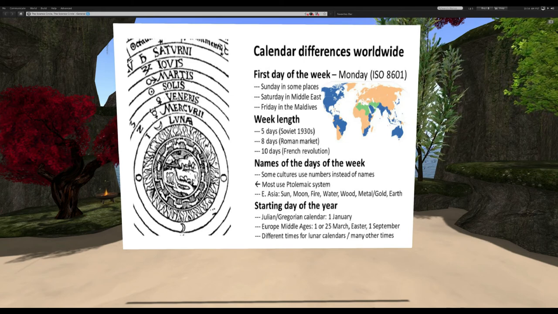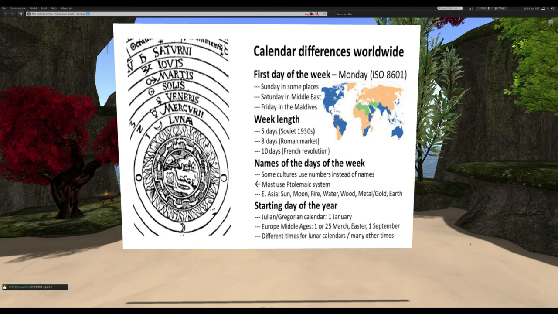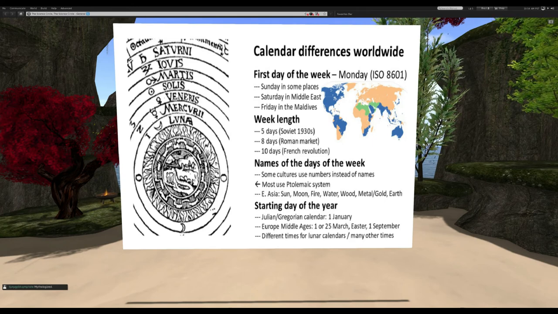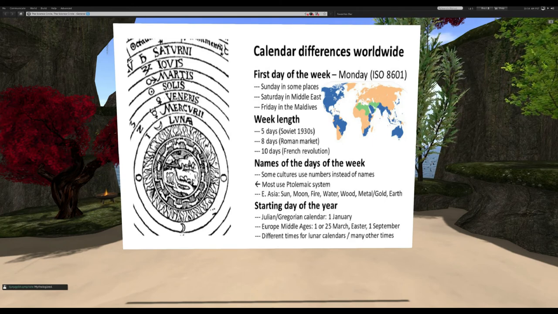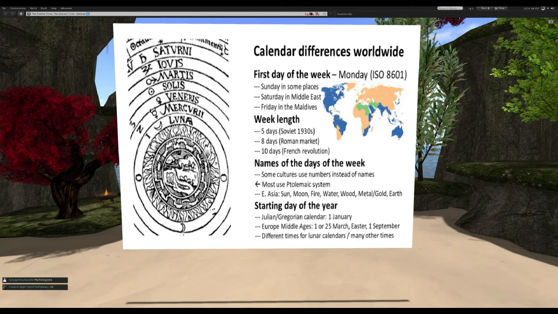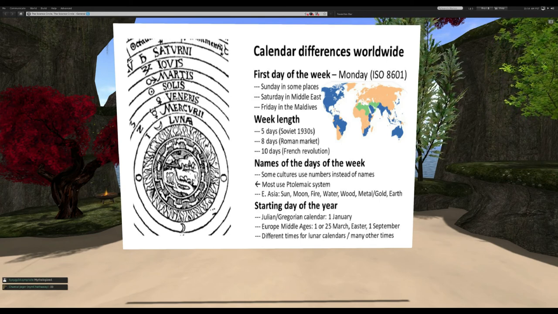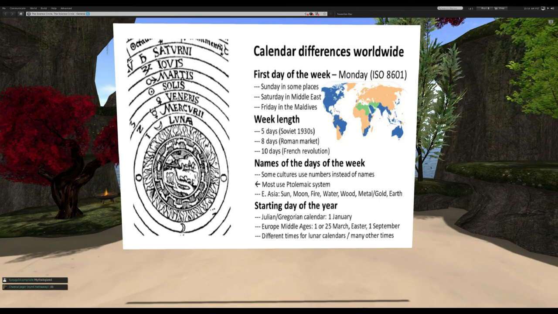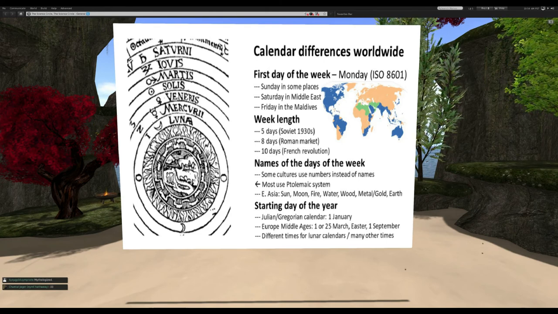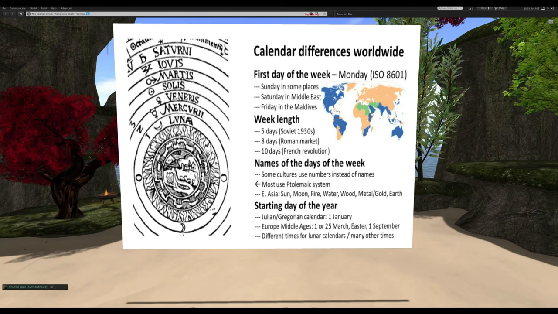Okay, so in any case, internationally, the first day of the week is Monday. I mean, it's ISO 8601. But in some places in the world, Sunday's the first day of the week. In the Middle East, it's often Saturday. Please correct me if I'm wrong. I research this stuff, but I'm certainly no expert on parts of it. And then on Friday in the Maldives, for some reason, that's the first day of the week.